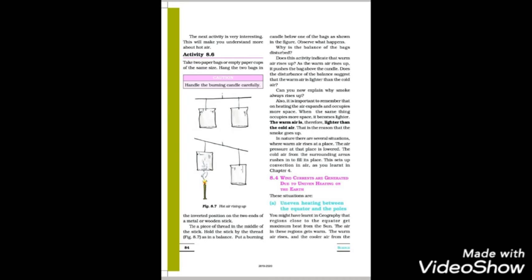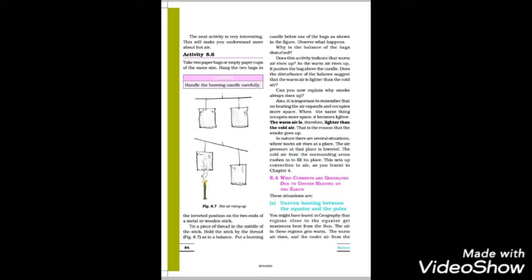Does this activity indicate that warm air rises up? As the warm air rises up, it pushes the bag above the candle. Does the disturbance of the balance suggest that the warm air is lighter than the cold air? Can you now explain why smoke always rises up? Remember that on heating, the air expands and occupies more space. When the same thing occupies more space, it becomes lighter. The warm air is therefore lighter than the cold air. That is the reason that the smoke goes up.